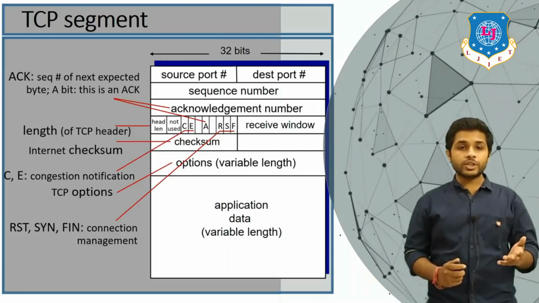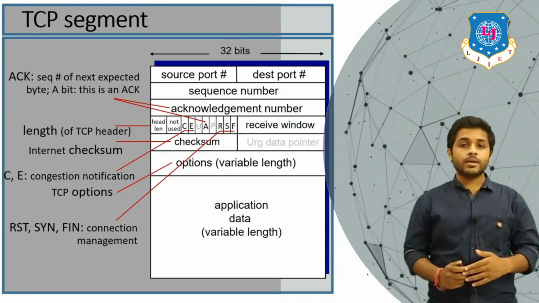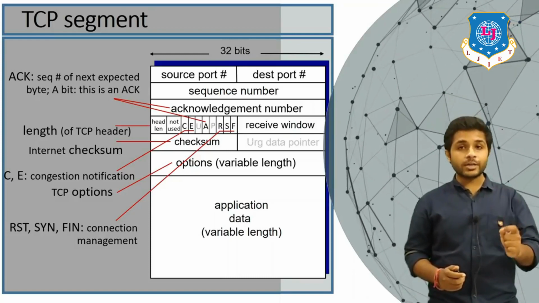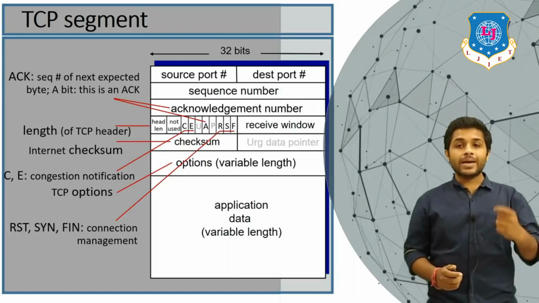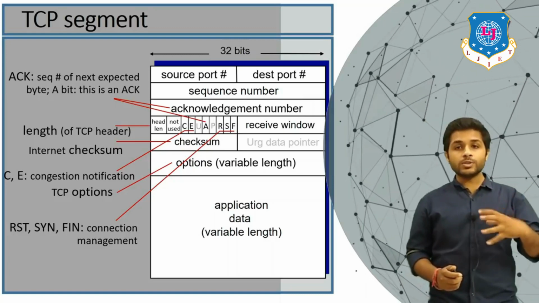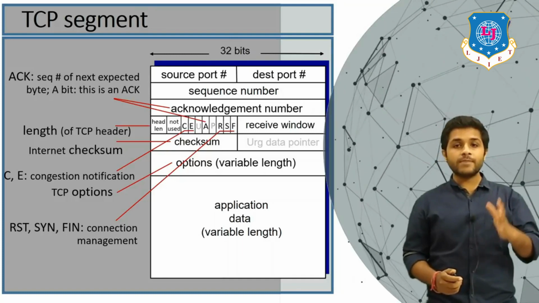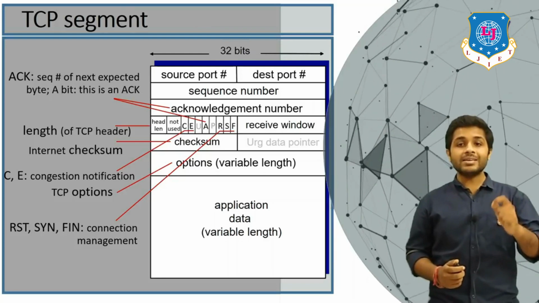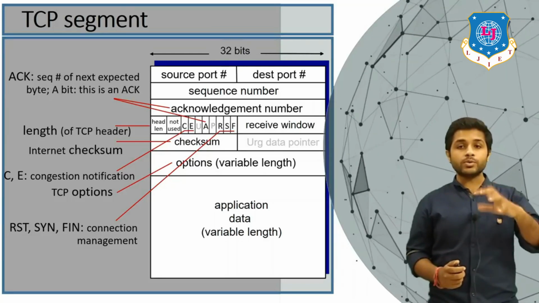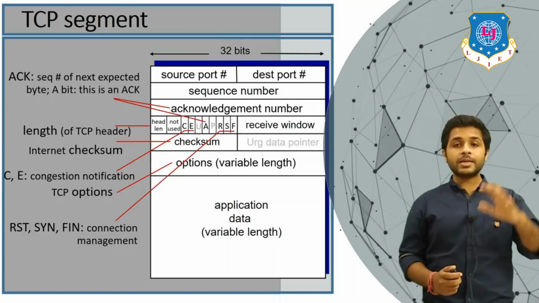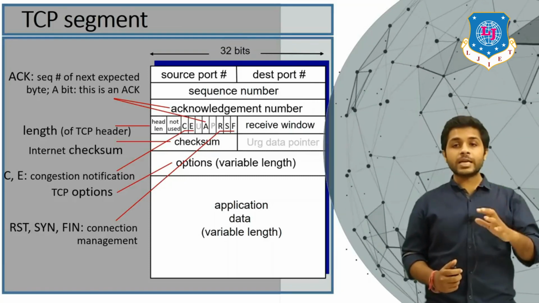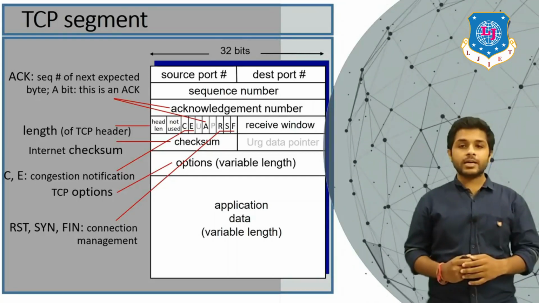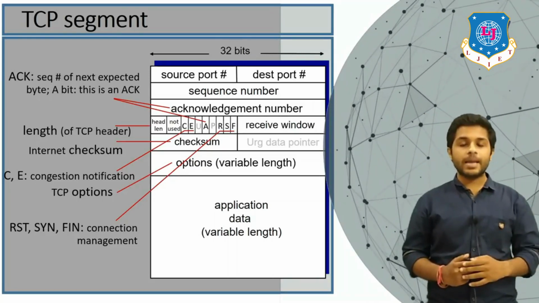Then congestion notification, which are C and E, and the next two fields are U and P, which are called urgent pointer and priority. When the urgent pointer is 1, the router knows that this TCP segment should be forwarded as fast as possible to the destination. And when priority is set to 1, the router knows that this TCP segment has the highest priority, so this packet should be forwarded before other packets. And the last field is the data, which is data received from the application.